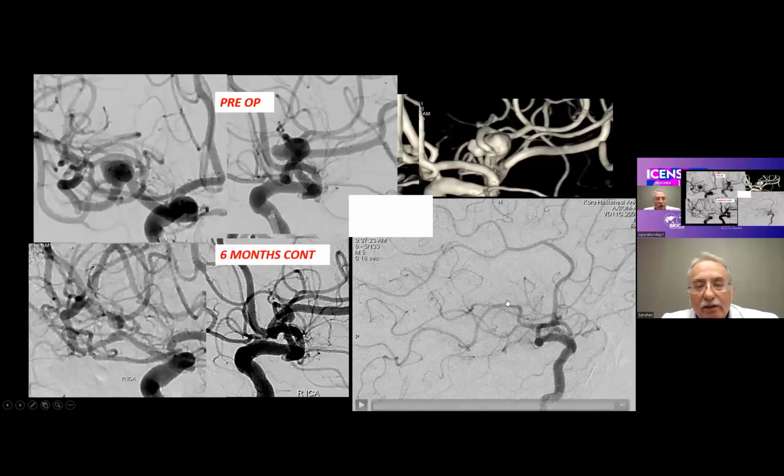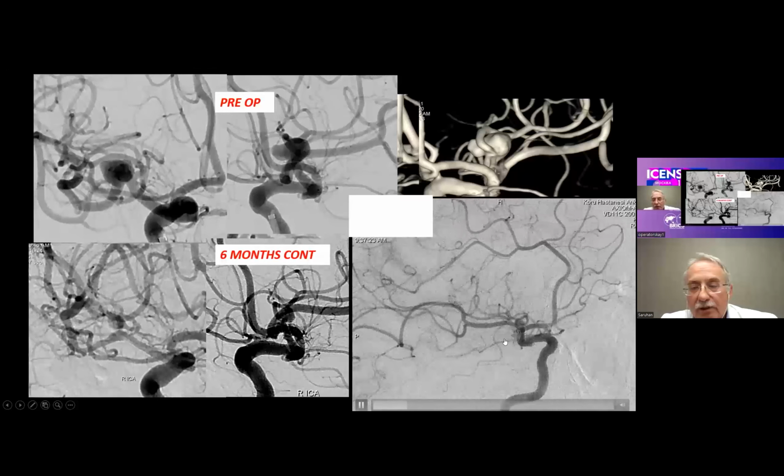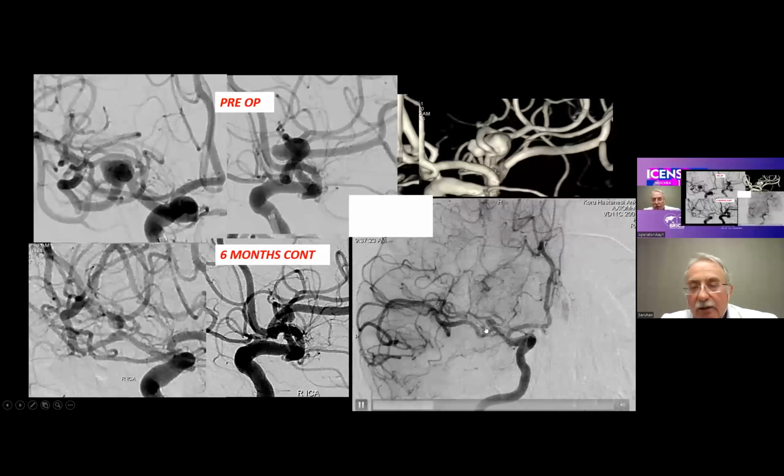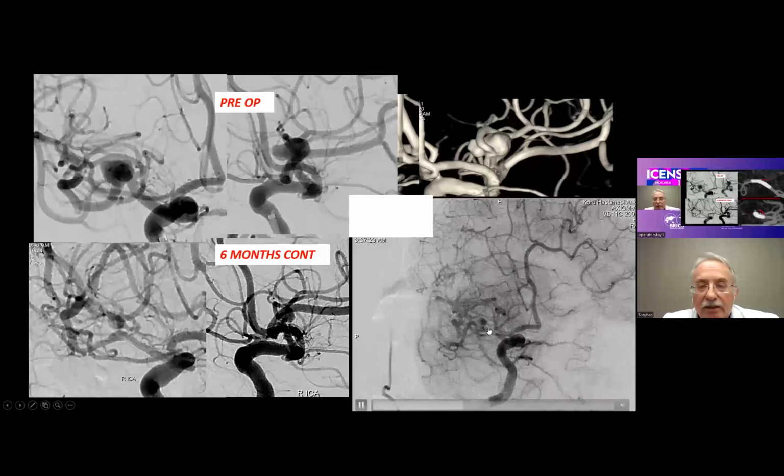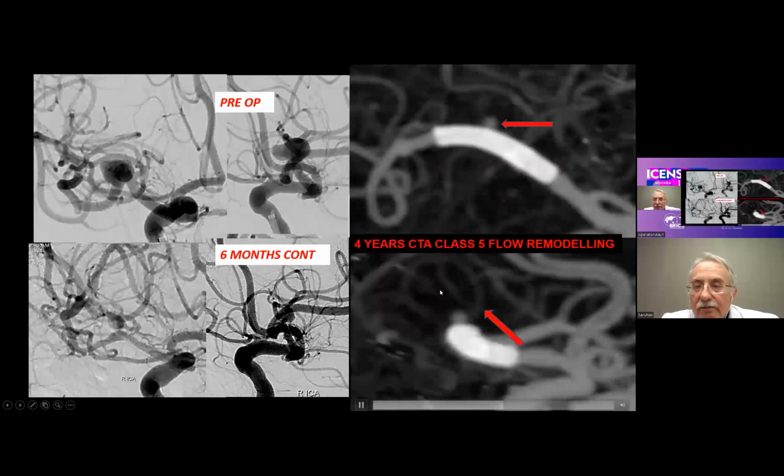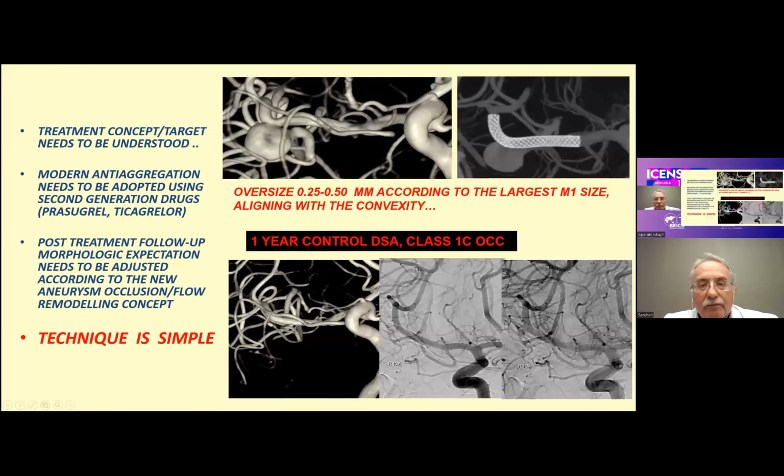This is the 6 months. This is the rotational of the 6 months. Okay, we call it aneurysm remnant. And this is the 4 years. Class 5, stable flow remodeling. So the technique is simple.